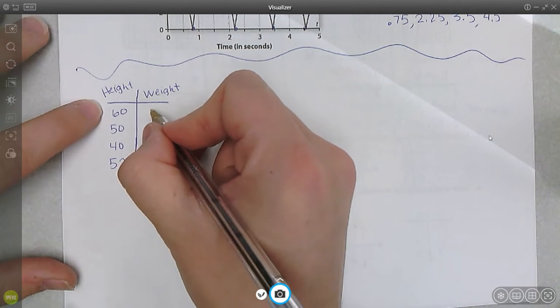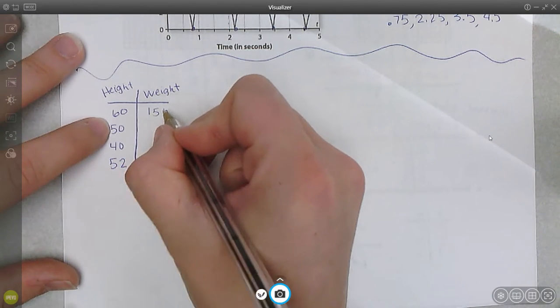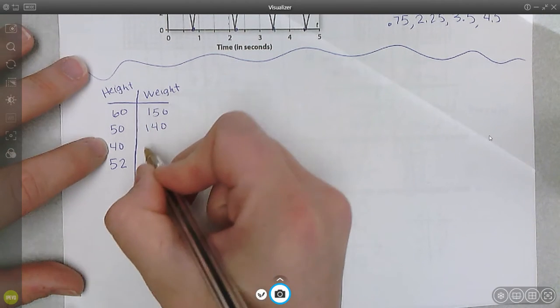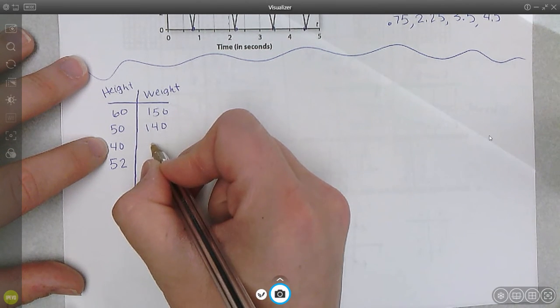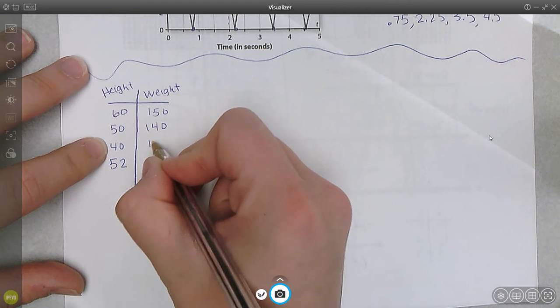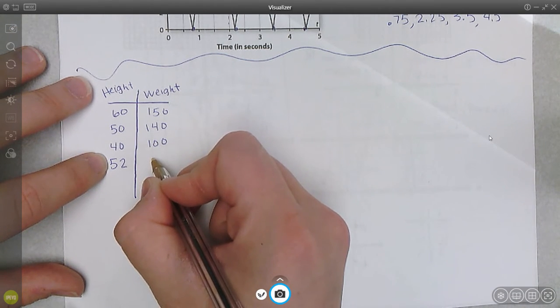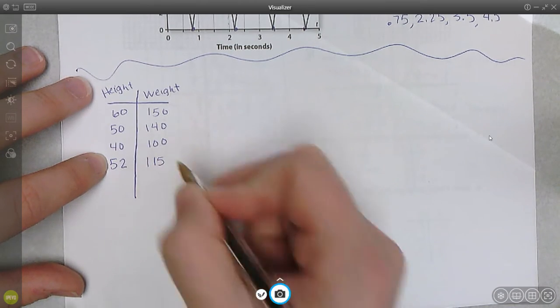And then if you're 60 inches, let's say you weigh 150 pounds. If you're 50 inches, somebody weighs 140. If you're 40 inches tall, you weigh, I don't know, 100. And if you're 52 inches tall, let's just say that they weigh 115.